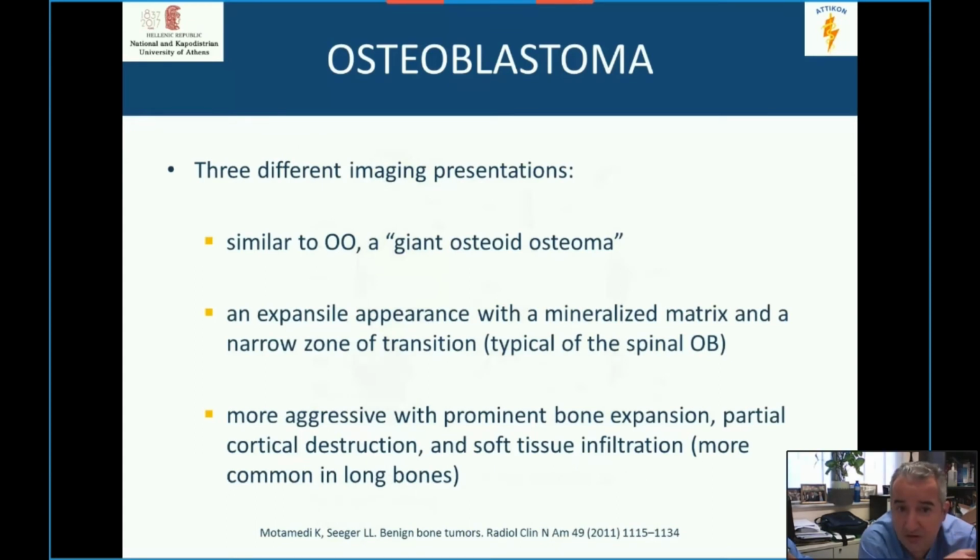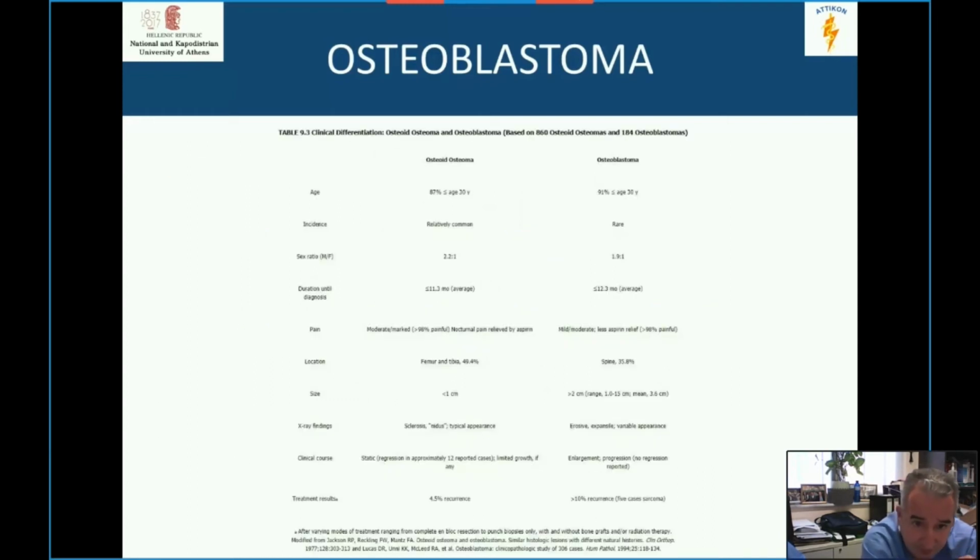We have 3 different imaging presentations of osteoblastomas. The first one looks like a giant osteoid osteoma with a diameter more than 2 centimeters. In the second imaging presentation, you can have lesions with an expansile appearance, with a mineralized matrix and a narrow zone of transition. This is the typical appearance for spinal osteoblastomas. And last but not least, in long bones, you can have aggressive lesions with prominent bone expansion, partial cortical destruction, and soft tissue infiltration. As already said, most commonly both lesions can be found in males.